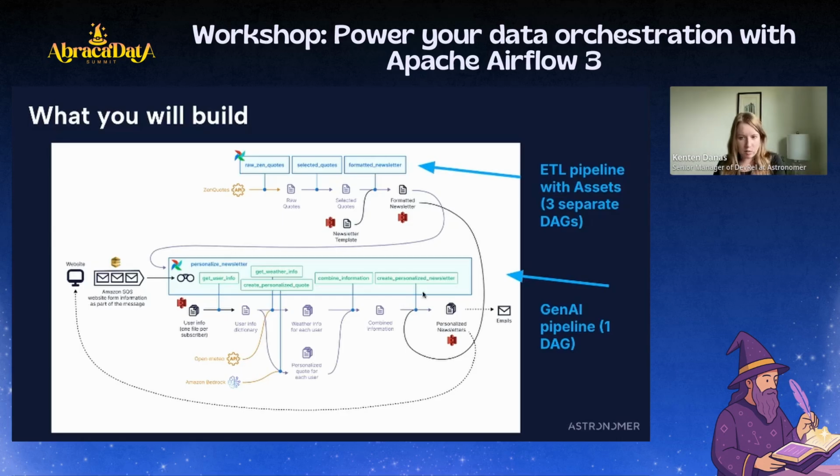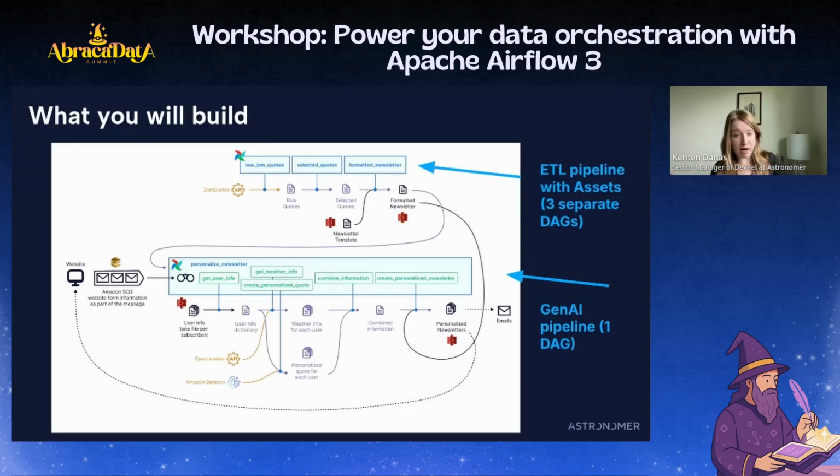We then have a Gen AI pipeline that's going to do the personalization piece of it. So that's going to take the format of the newsletter. It's going to take in personalized information from the user that they have provided. It's going to send that personalized information to an LLM, and then it's going to put that into the newsletter and spit out the result.